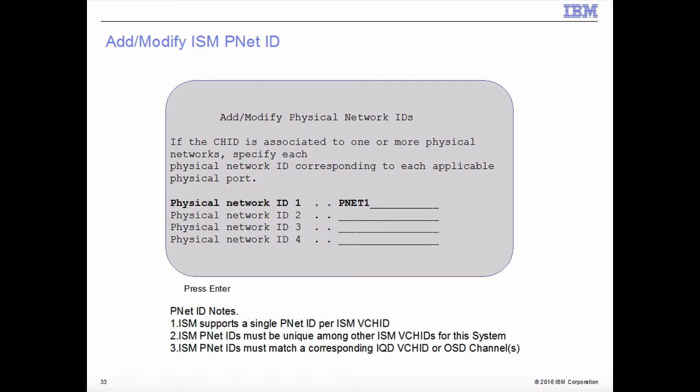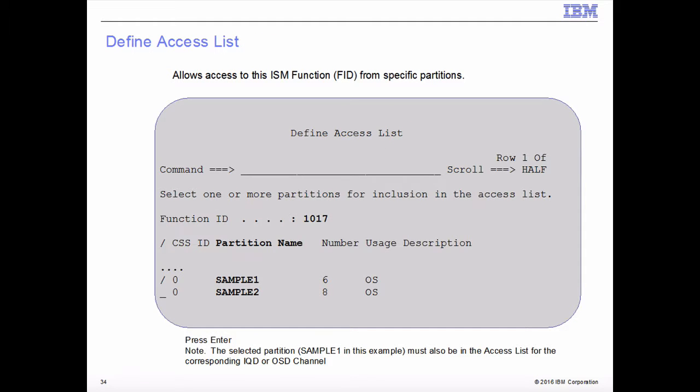And so scrolling to the next screen, I would also assign some partitions to have access to 1017. In this example, I'm going to give access to LPAR sample 1, and then I would hit enter, and now sample 1 would have it configurable for that partition. I can now, in that LPAR, configure device 1017.